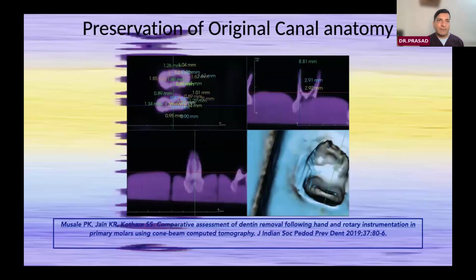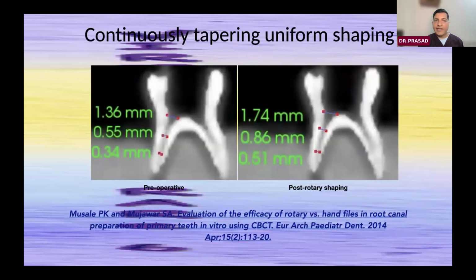This also offers the advantage of preservation of original canal anatomy. So original canal anatomy is maintained. It also gives a continuously tapering uniform shaping, which offers good cleaning efficacy or good disinfection. At the same time, the obturation becomes much easier because we use some form of paste for obturation of the root canal system. Again, this reference is from one of our articles, published in the European Archives of Paediatric Dentistry 2014.